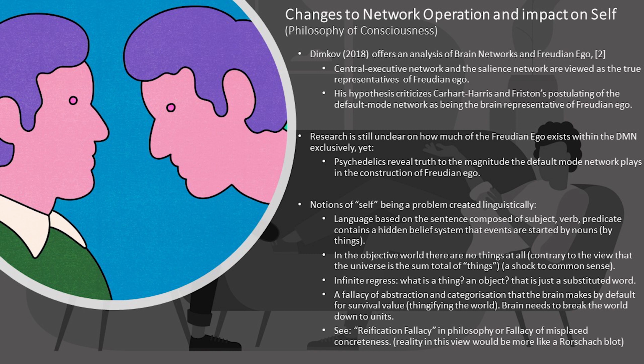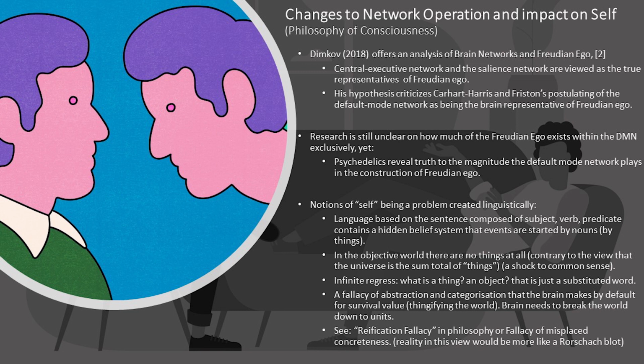But perhaps the notions of self are a problem created linguistically. So language, based on the sentence composed of subject, verb, predicate, contains a hidden belief system that events are started by nouns, by things. In the objective world, there are no things at all, really. It's just a kind of soup of activity going on, of all different processes all merged with each other and no distinctions at all. Contrary to the view that the universe is the sum total of all things, it's quite a shock to common sense.